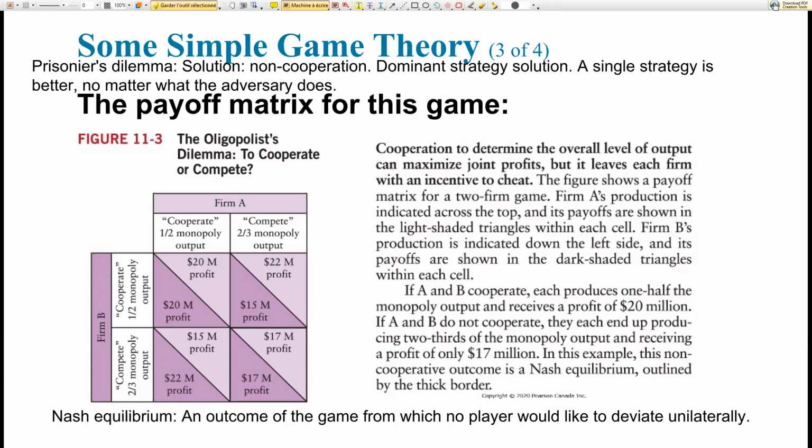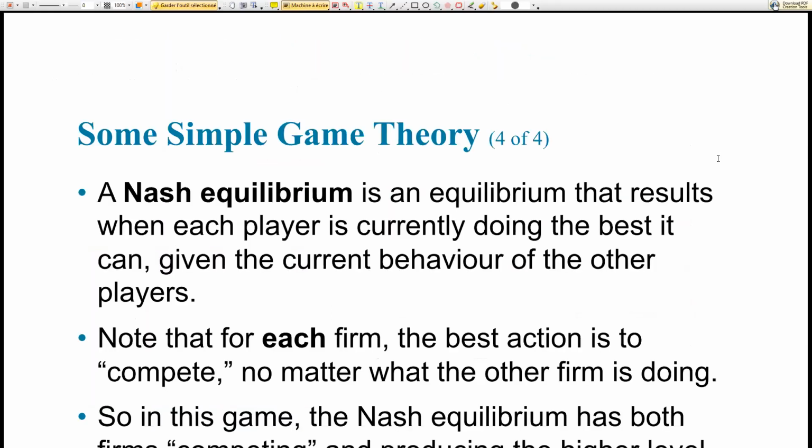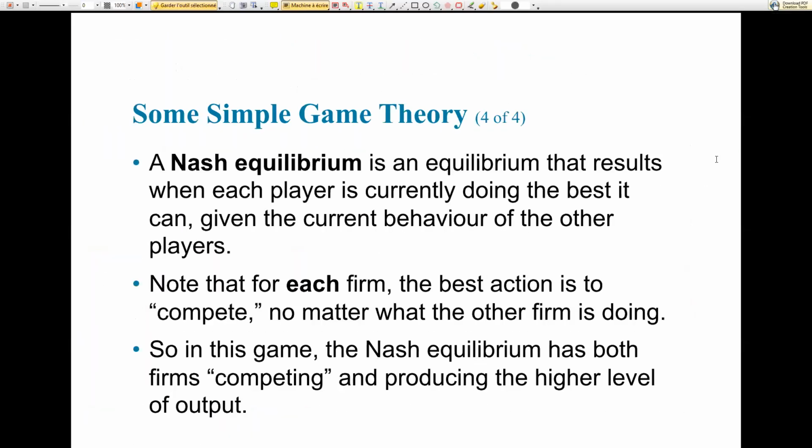All right, so that's the Nash equilibrium, and now we're just going to redefine the terms. Nash equilibrium is the result when each player is currently doing the best it can given the current behavior of all the other players.